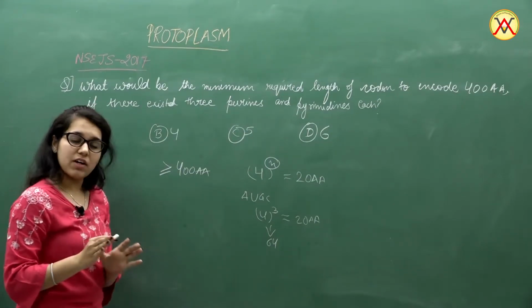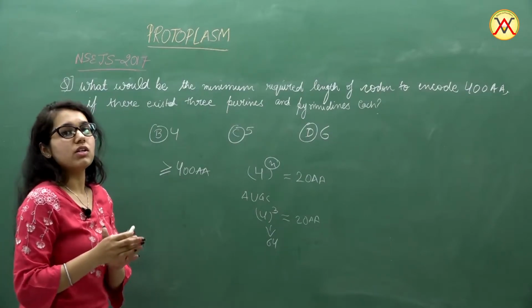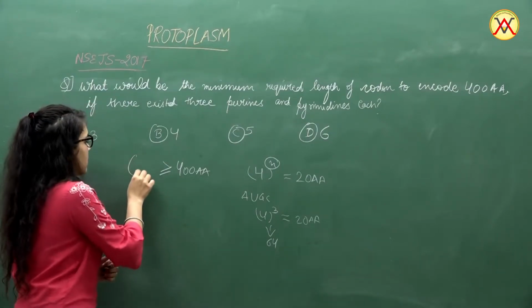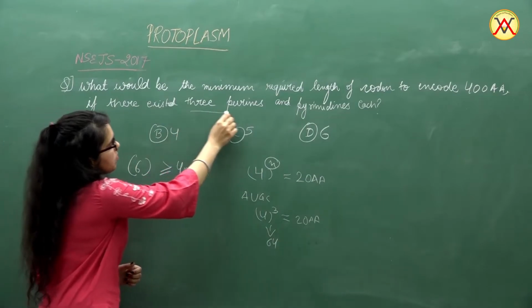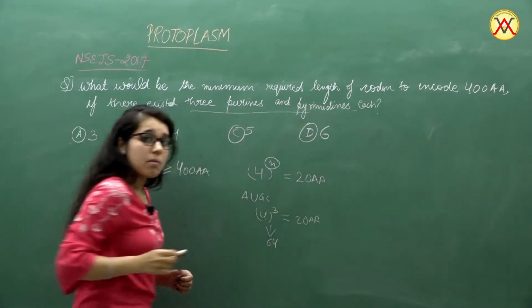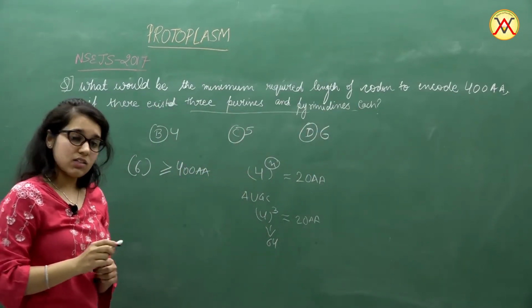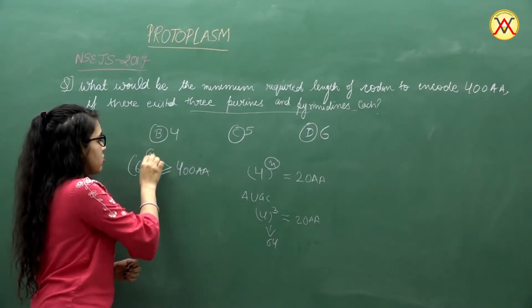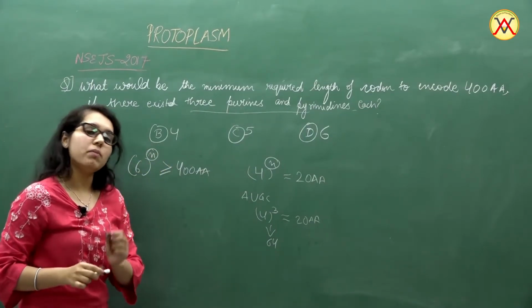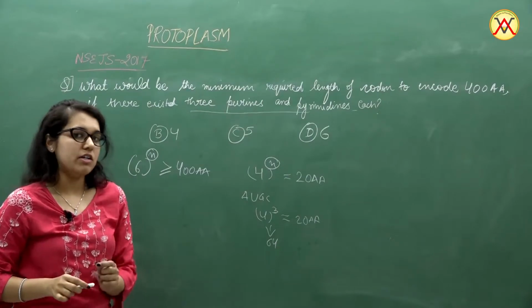And here we are saying that the total number of purines and pyrimidines present is 6. That is, they have given 3 purines and 3 pyrimidines. So the total number is 6. We have to simply identify the length of the codon, that is, the value of n.